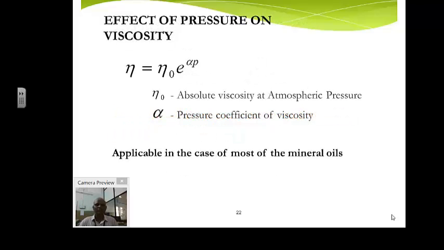The effect of pressure on viscosity is very important, because many of the anti-friction bearings operate under very high pressures, and the viscosity variation with respect to pressure is a major concern. The relationship is eta equals eta naught times e to the power of alpha p, where eta naught is the absolute viscosity at atmospheric pressure and alpha is the pressure coefficient of viscosity. Again, this pressure coefficient of viscosity is determined by a number of experiments for that particular lubricant.